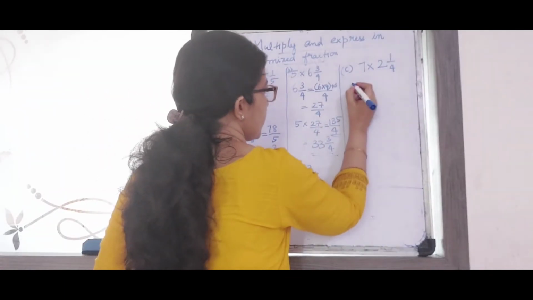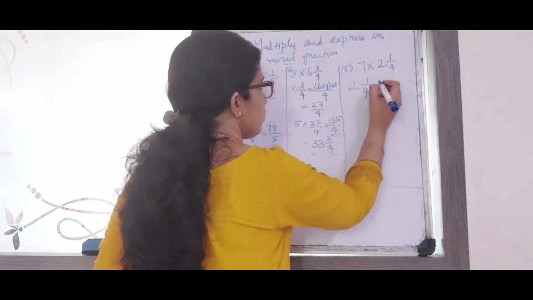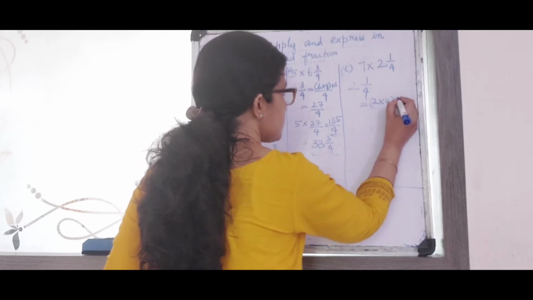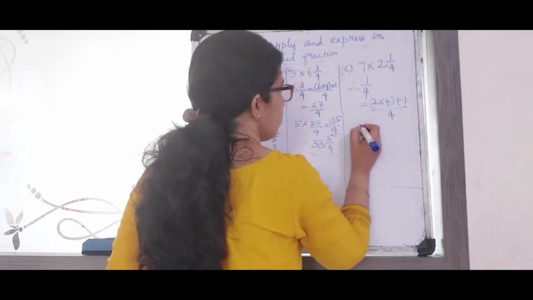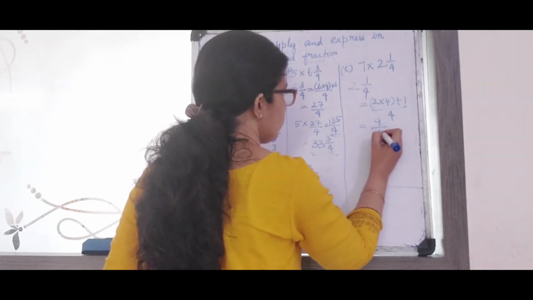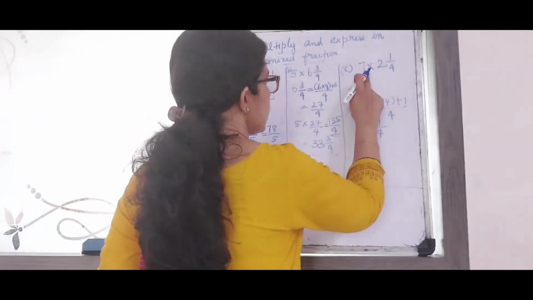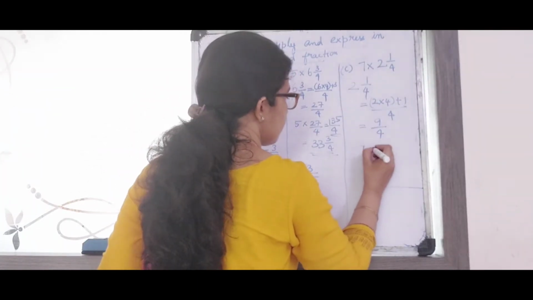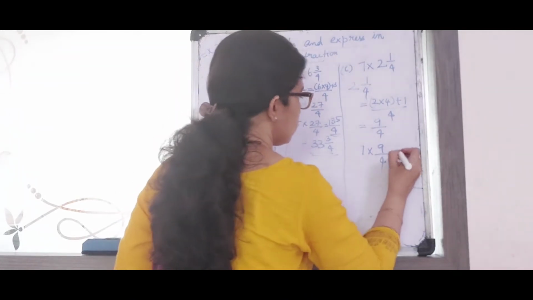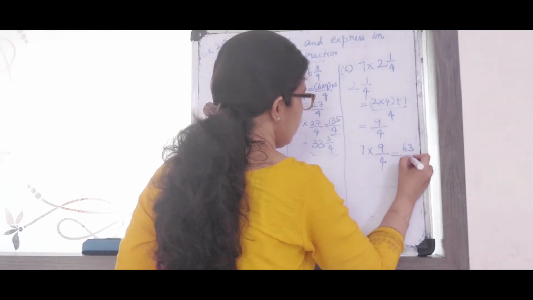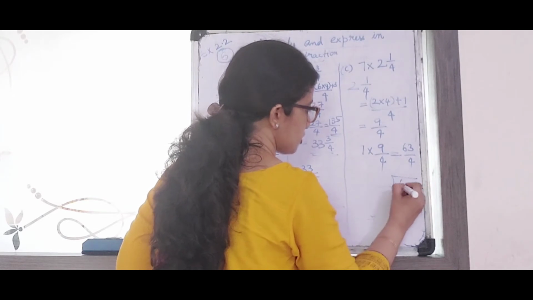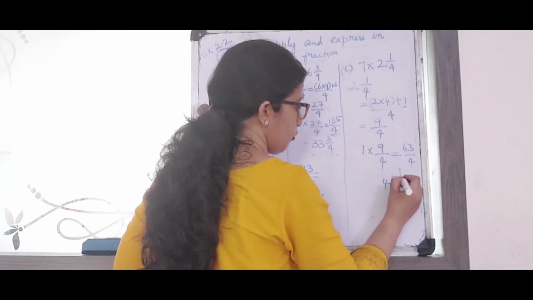Now let's go into the C part: 7 into 2 1 by 4. Again take 2 1 by 4 and convert it into improper fraction: 2 into 4 plus 1 by 4, which is 2 4s are 8, 8 plus 1 is 9, 9 by 4. So 7 into 9 by 4 is equivalent to 63 by 4.